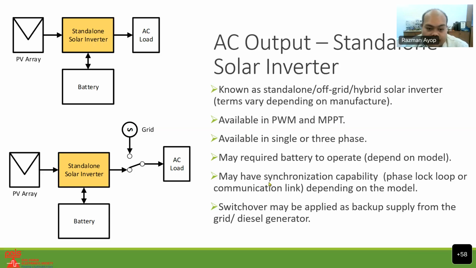Some of it may also have synchronization capability, and the newer types can use a switchover. This is the standalone solar inverter. Basically there is no grid connection, but if you want to add one, you have to put a switch over here. If the battery is suddenly depleted, you have to switch over to the grid so the AC system can continue to operate.